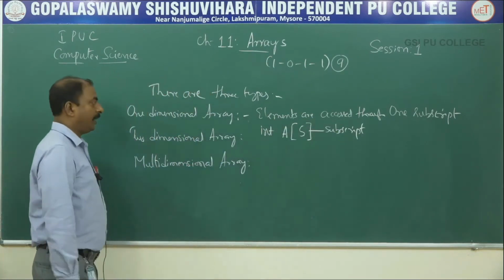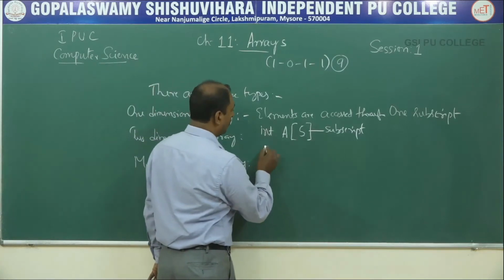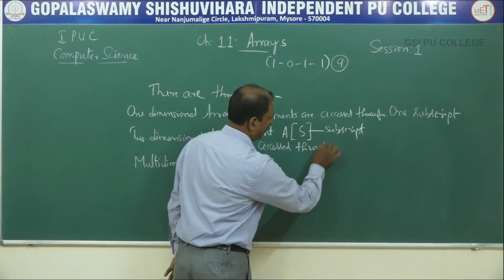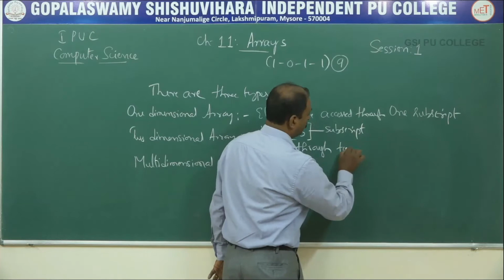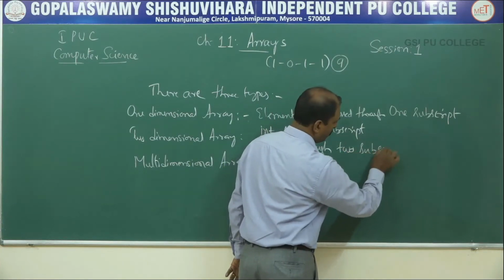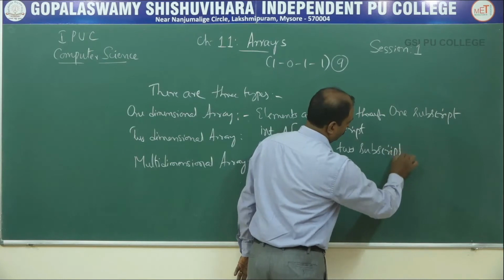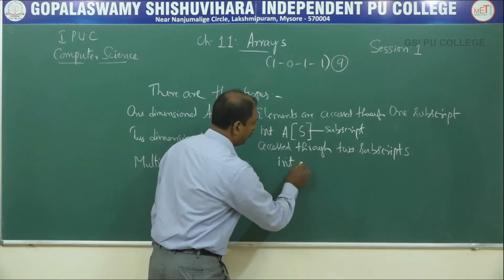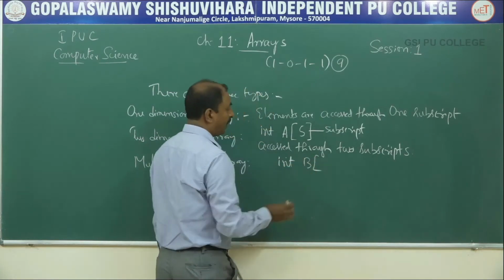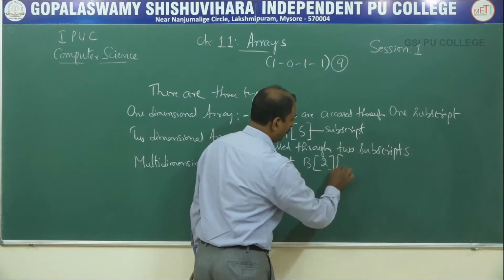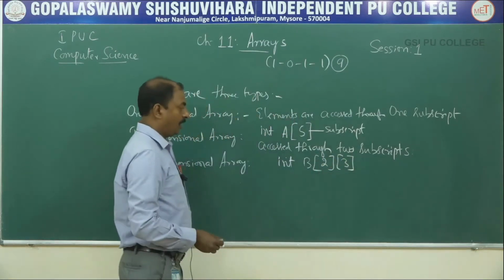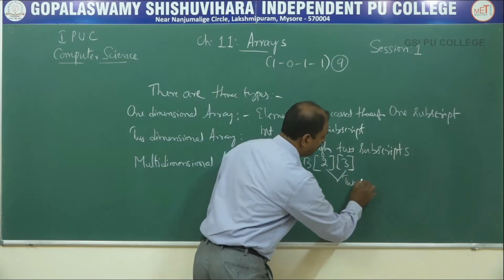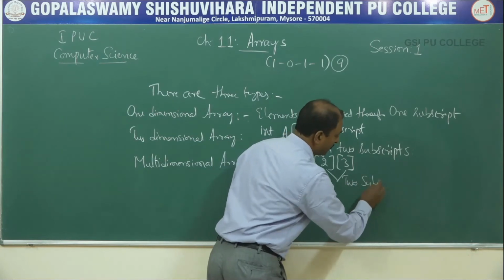And what is a two-dimensional array? Here the elements are accessed through two subscripts. For example, let int data type B be the name of an array, and here you can write B of 2 and 3. In this example, these two are referred to as subscripts. Here there are 2 subscripts.